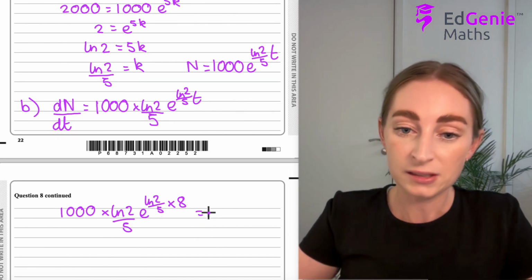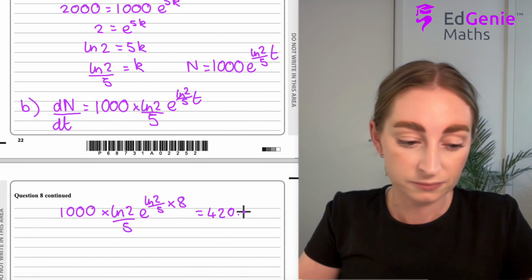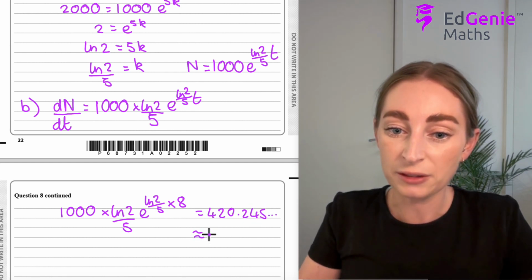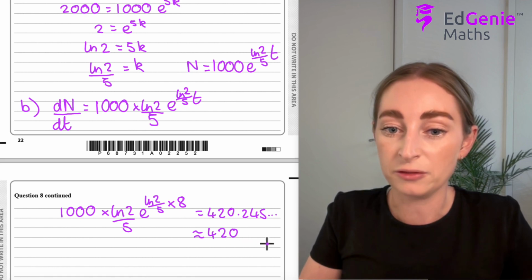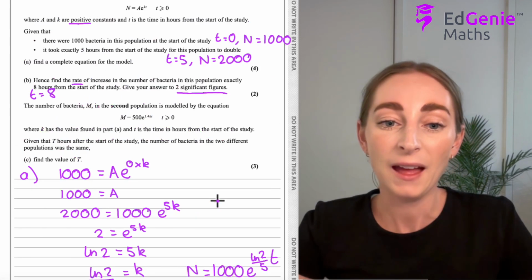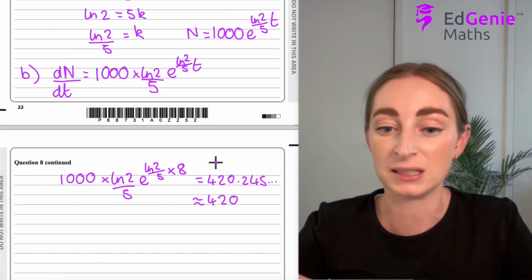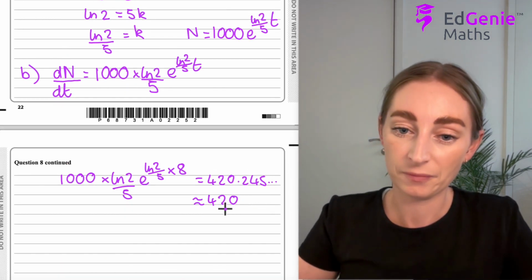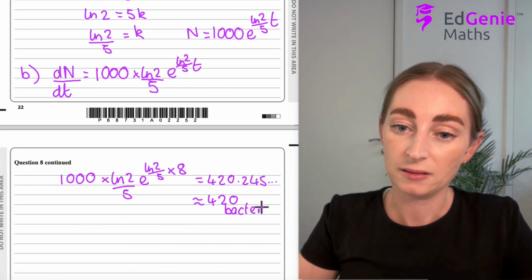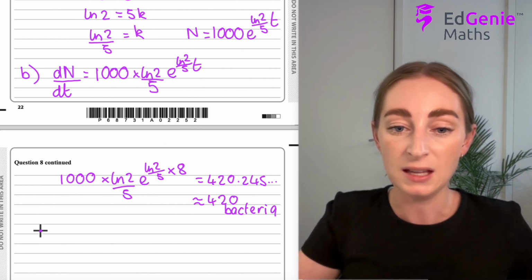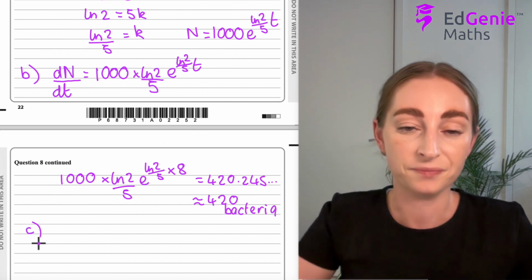Okay, so this is what I've got, just to show you. So 2 significant figures is just going to be 420. And what are we talking about? That's the bacteria, isn't it? Number of bacteria. Okay, and that's part B. Let's have a go at C.